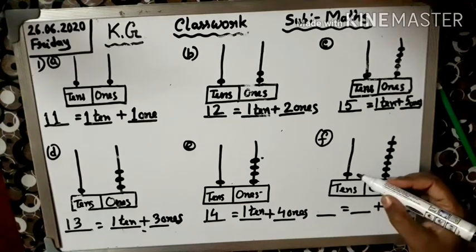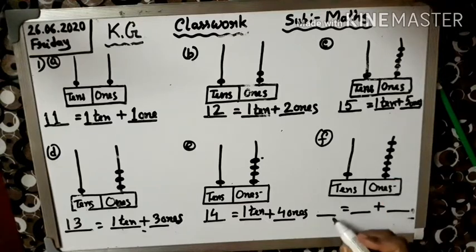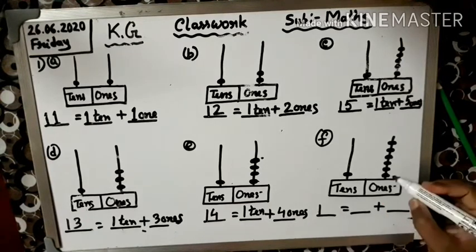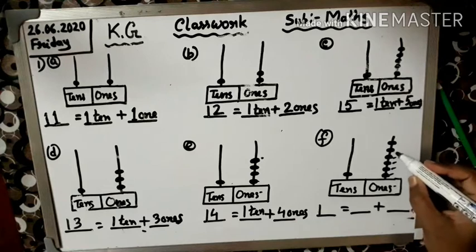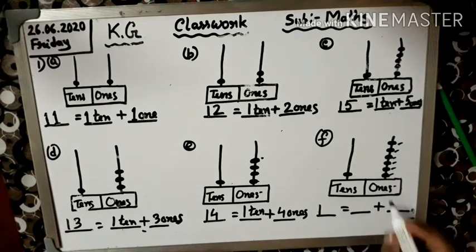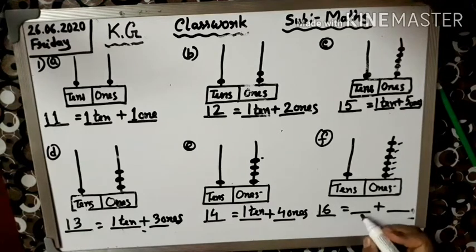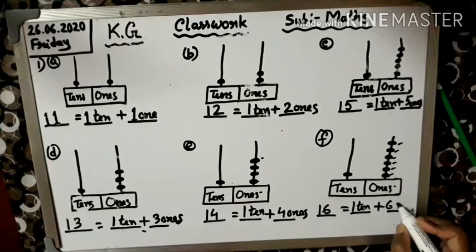Next, 1 bead on the tens spike. So write here first 1, and 1 2 3 4 5 6, 6 beads on the ones spike. So write here 6. So 1 ten plus 6 ones.